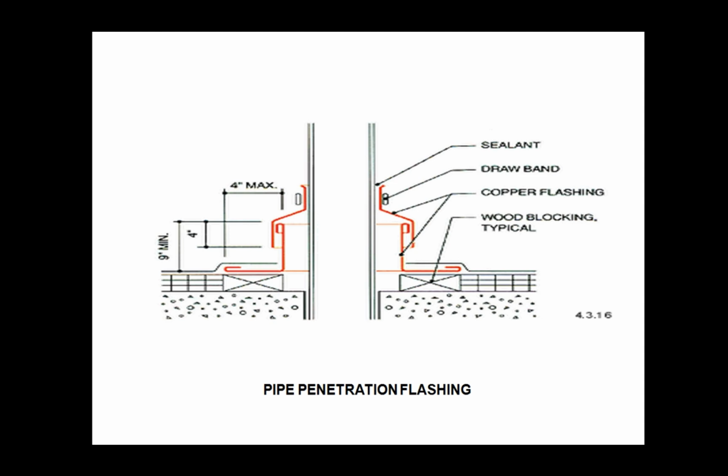Okay, here is the flashing that you would use around the pipe penetration. And a pipe penetration could be for a number of things. It could be a water supply, like from a water tank or a water tower. It could be a drain, as we just saw.